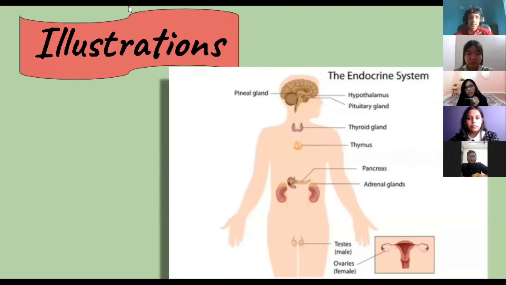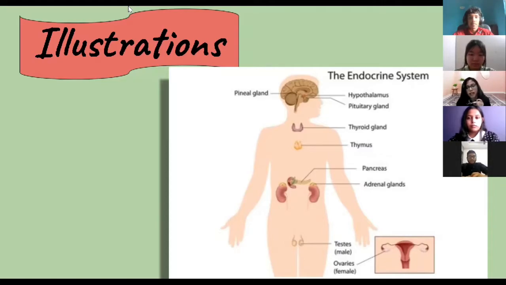Following that, the location of the thymus is between our lungs, the adrenal glands are on top of our kidneys, and the pancreas is behind our stomach. For females, the ovaries, and for males, the testes are in the pelvic region.